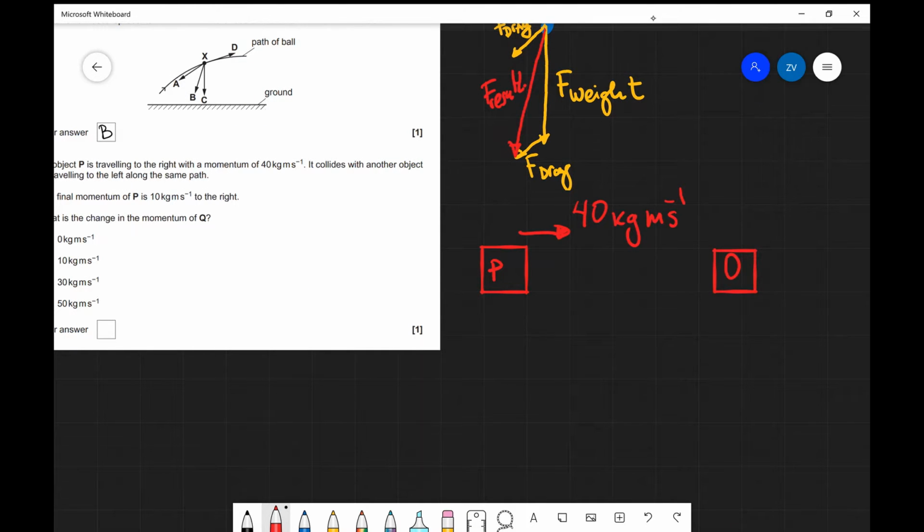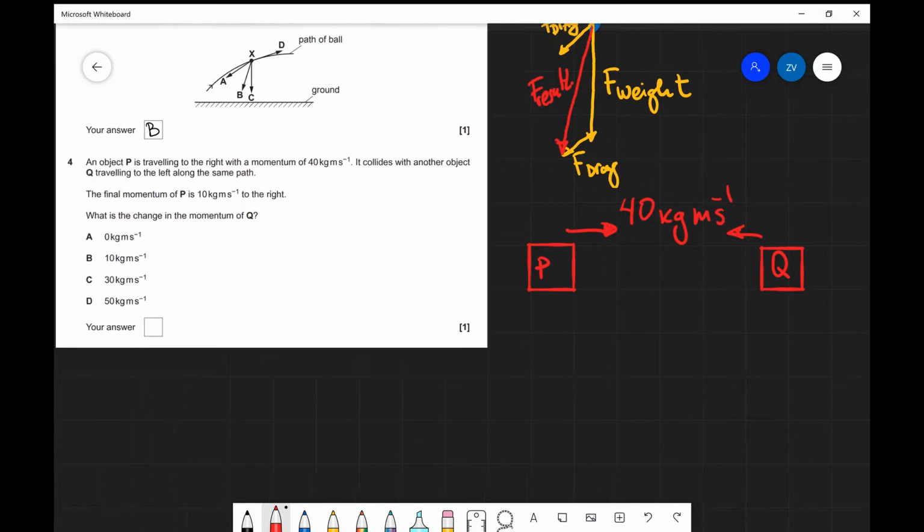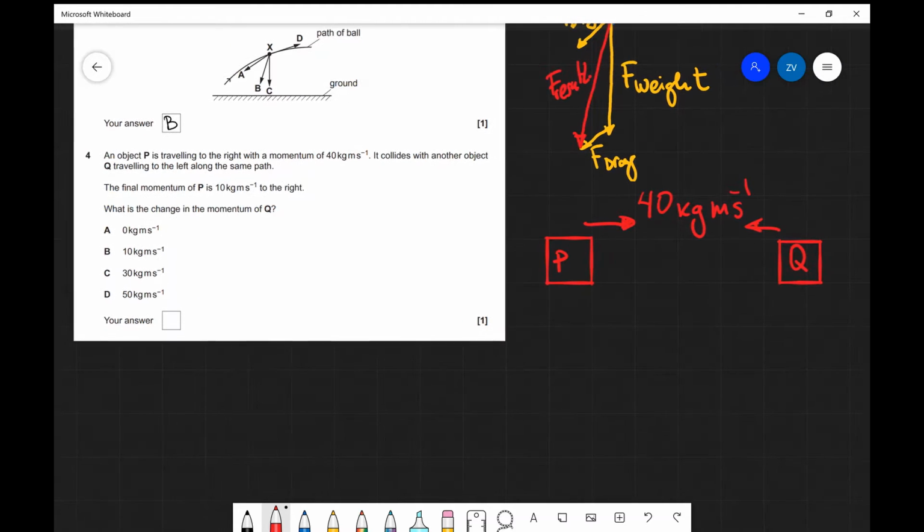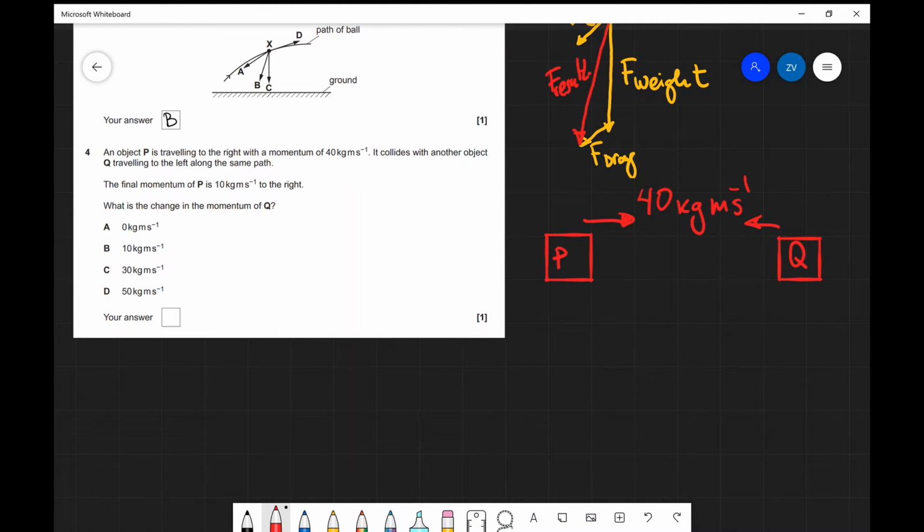So we have another one here which is traveling with some unknown momentum along to the other side. The final momentum of P, so after those two objects collide, P is going to be still moving to the right with a momentum of 10 kilograms meters per second. What is the change of momentum in Q?